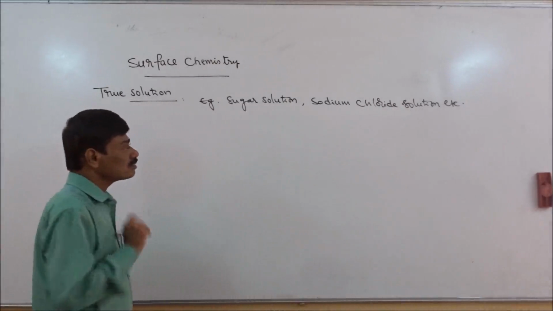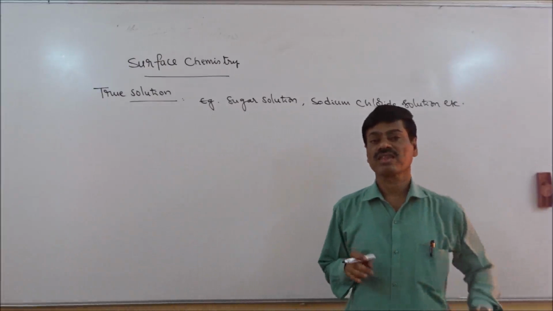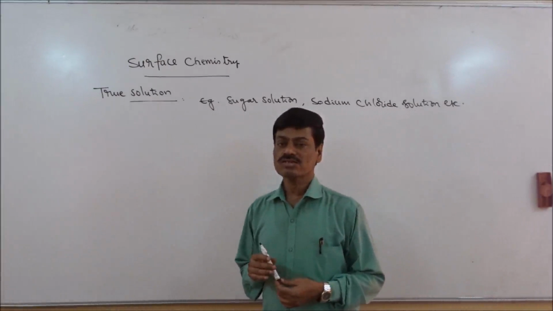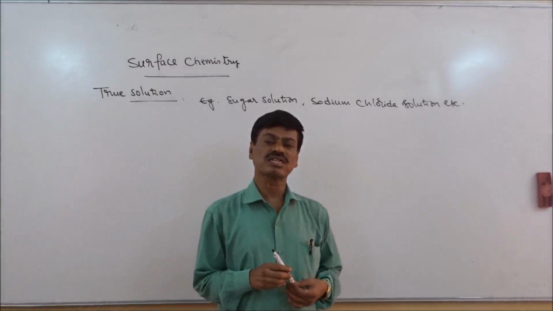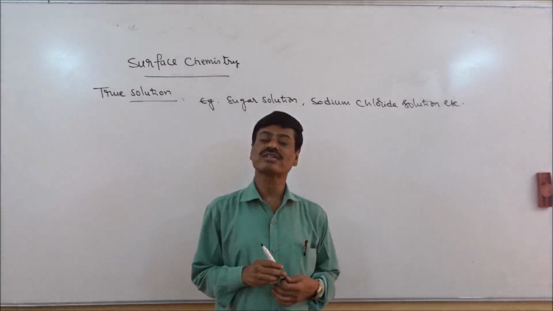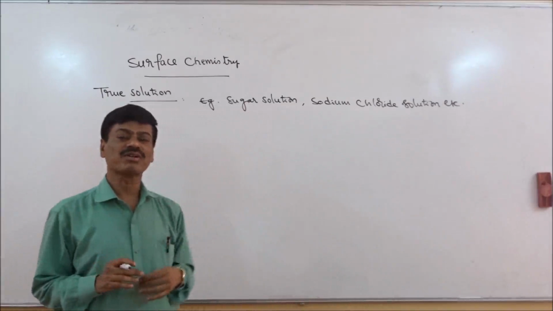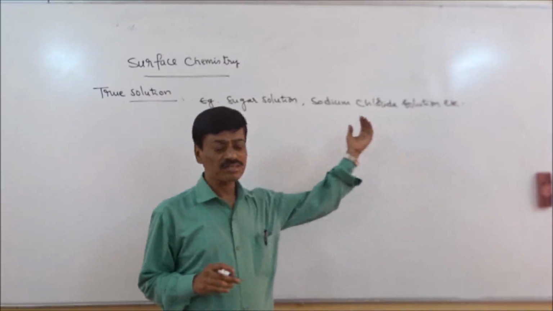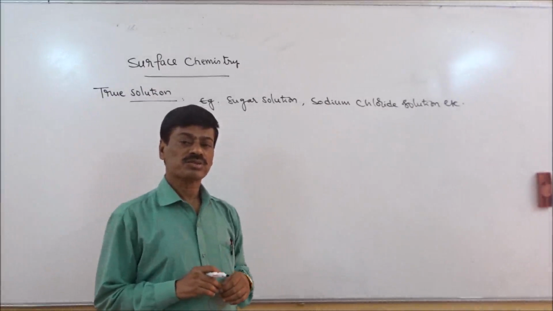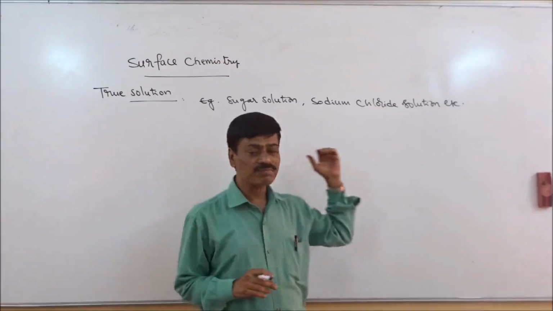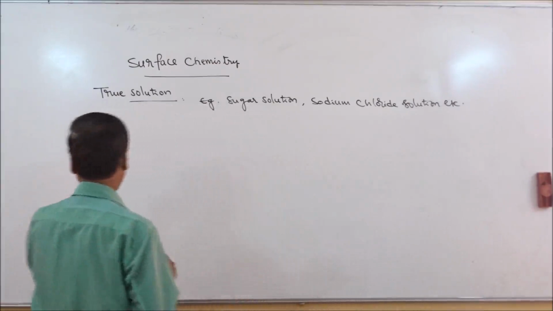And the other important property of true solutions is when we pour these solutions on the filter paper, entire true solution will pass through filter paper. Means in sugar solution, sugar particles will not be retained. In sodium chloride solution, sodium chloride particles will not be retained. Understood? That means particles are very, very small in size, that is less than 1 nanometer.